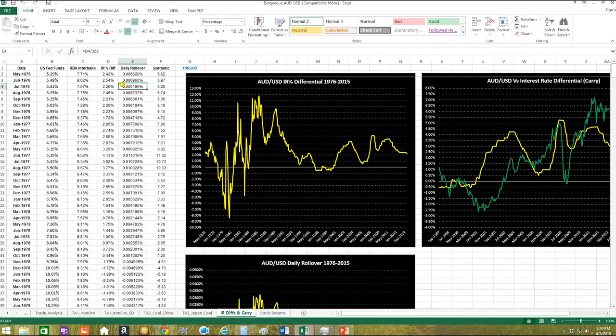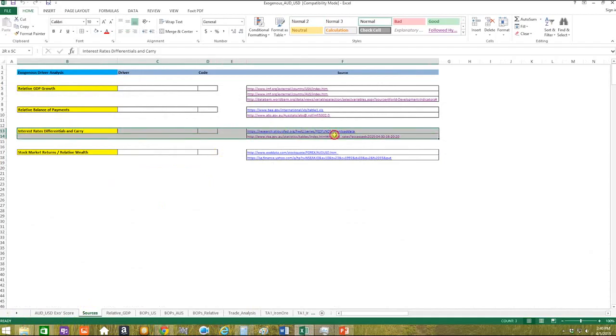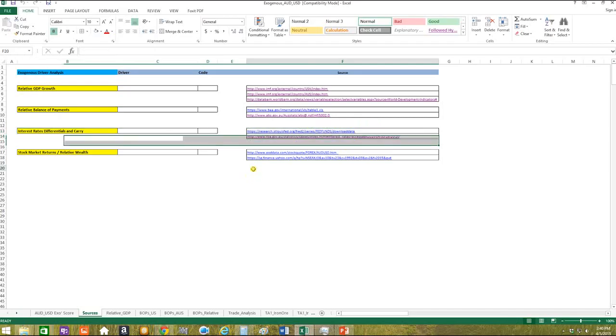You will also have in the download section the spreadsheet for the RBA interbank rate. But if we go over to the sources tab at the bottom of the screen, you'll see to the right hand side of interest rate differentials and carry, the two links that will take you to the data.